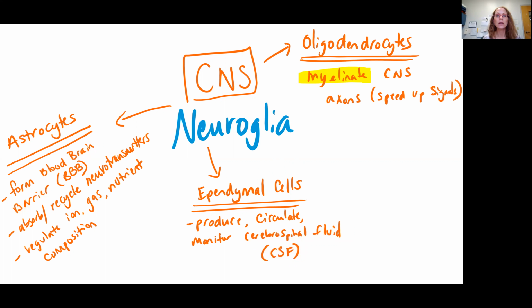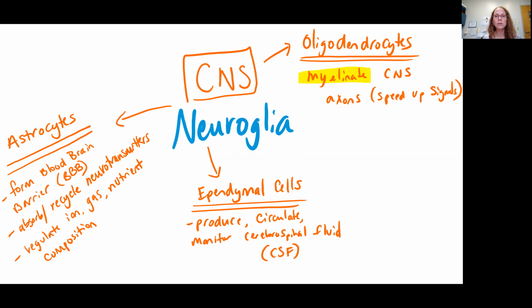We also have the oligodendrocytes, which are going to be involved in myelinating the central nervous system axons. Myelination is something else we'll talk about more in the future, but essentially for us right now, we can think about it as just speeding up the transmission of signals, and we have a different group of cells providing myelination in the CNS versus the PNS.